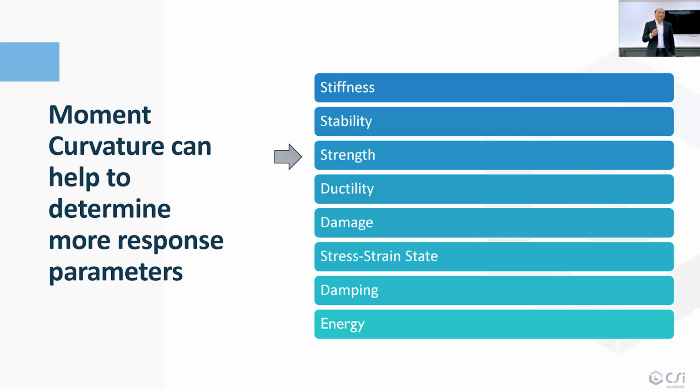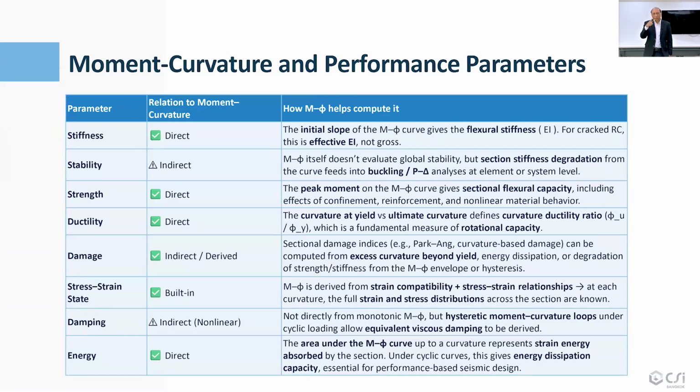So now, moment curvature can help to determine more response parameters because it can help to determine almost all the parameters on this list. Not only strength, which can also be determined from moment curvature because it is the moment at the yield point, which is the strength. So you can see now that moment curvature has given us the capability to get more insight into the structure. Almost all items now can be computed directly or indirectly using moment curvature and its derivations, for example, rotation and displacement.